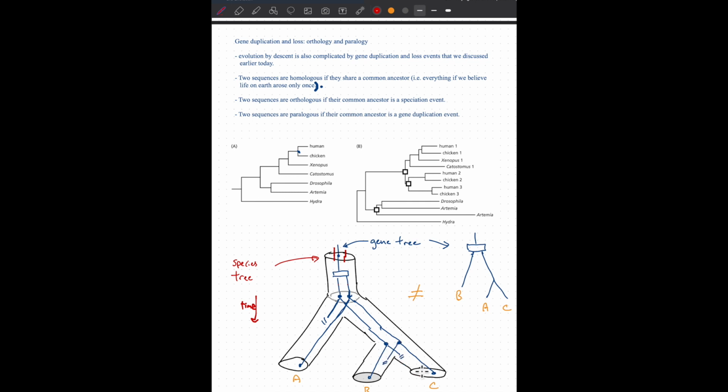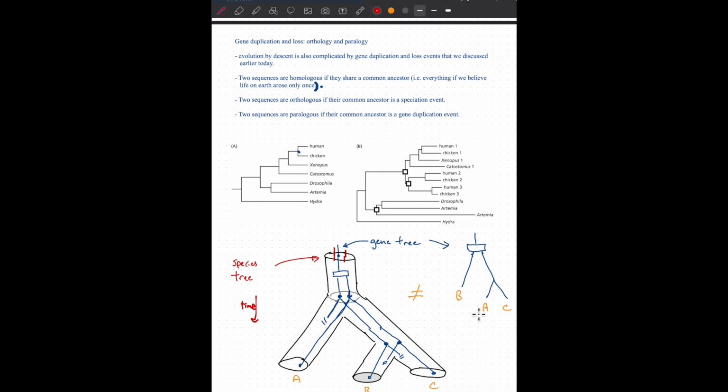So you might stop the video right now and ask yourself, which pair, AB, AC, or BC, are closest, those genes? Which ones have the least amount of evolution between them?